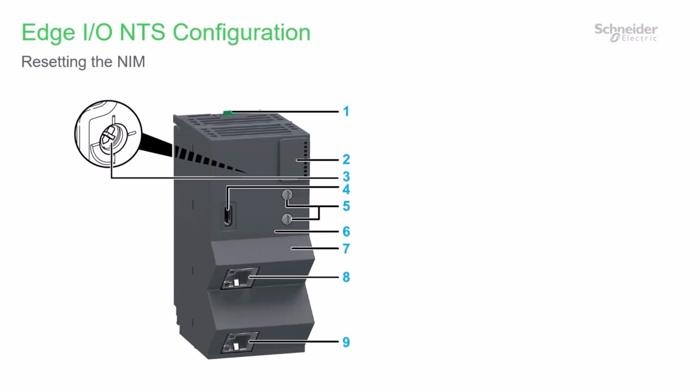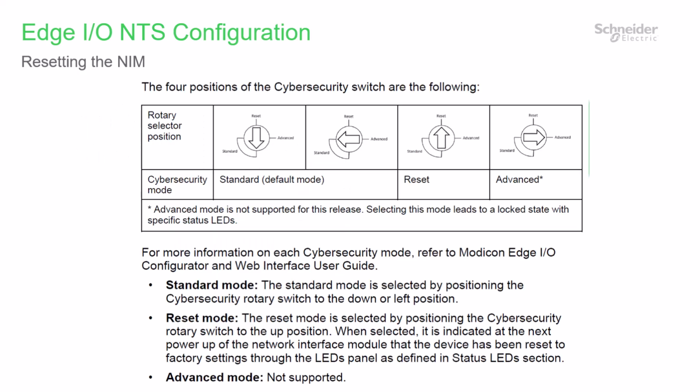If you misplace your login credentials or don't know the IP address, you can reset or factory boot your NIM. First, remove power from the island. Then, to remove the NIM from its base, press the little green button on its top, labeled 1 in this image, while rotating the top away from the base. On the back, you'll see the cybersecurity rotary switch, item 3 in this image. Set this so the arrow points up, then reinstall the NIM and reapply power. After about 30 seconds, remove power, pull the NIM off its base, and set the rotary switch back to pointing down or to the left. Finally, reinsert the NIM in its base and apply power to the island.